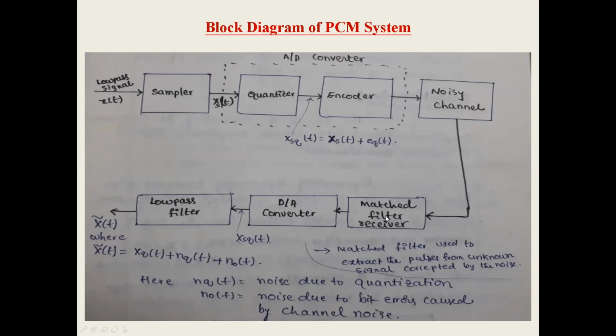After that you can see here we have a matched filter. So what is the function of this matched filter? Here the matched filter is used to extract the pulses from the unknown signal corrupted by the noise. Unlike a decision device, suppose further noise is present, that further noise will be removed by this matched filter. This matched filter extracts only the pulses which are present in the noisy signal.